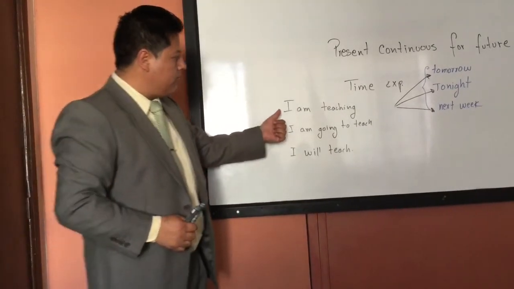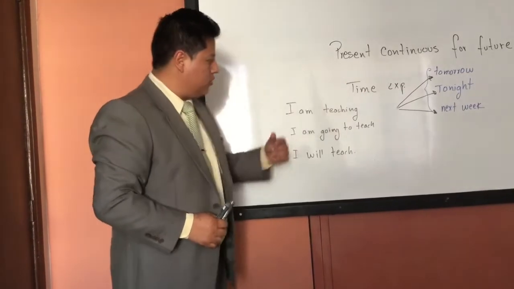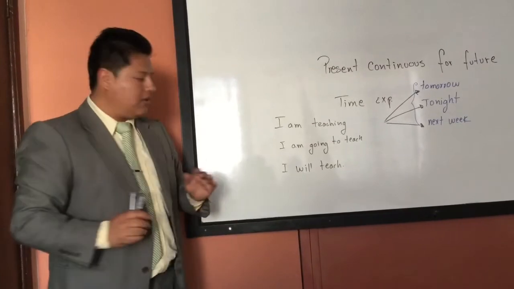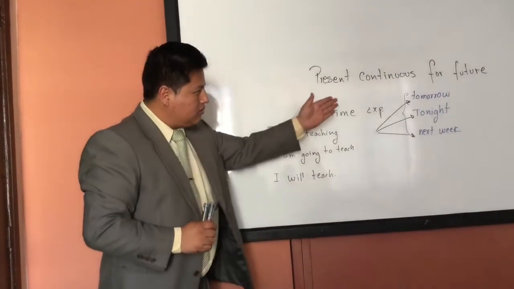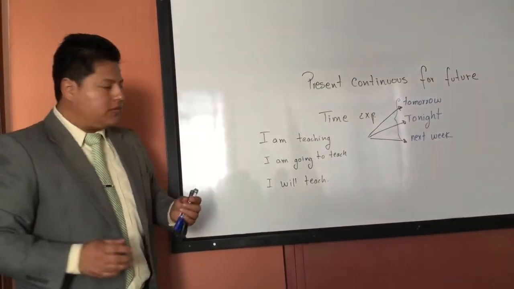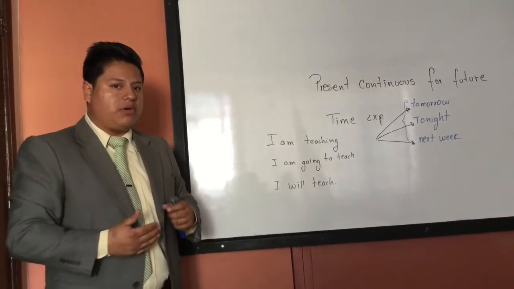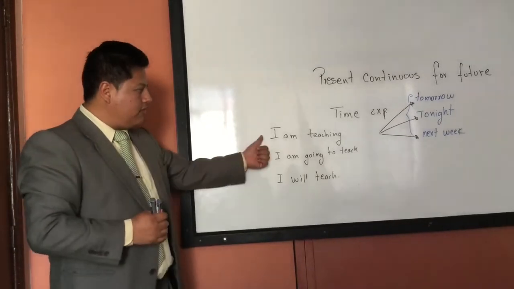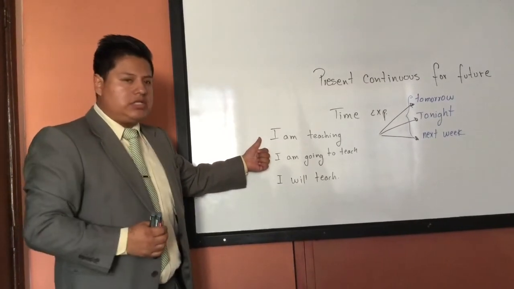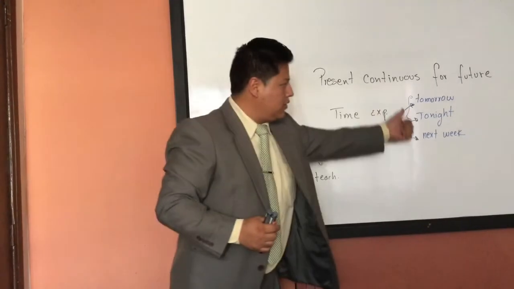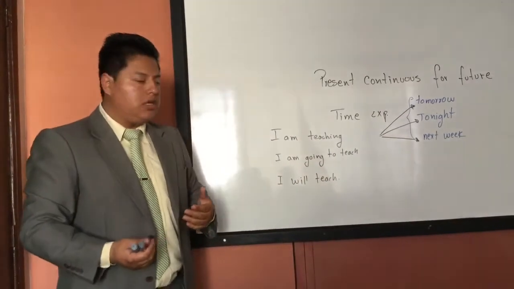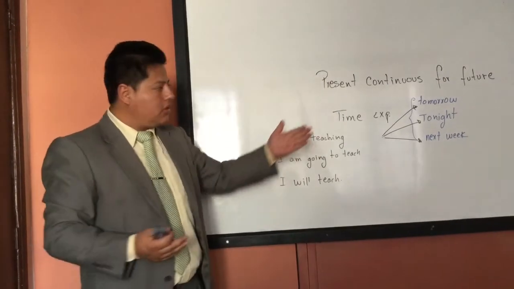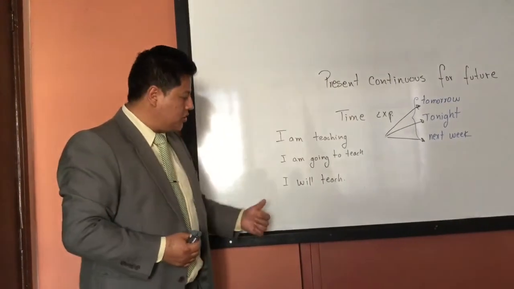Here we have the other example. I am teaching tomorrow. I am going to teach. You could say tonight, tomorrow, or next week. And in this part, I will teach tomorrow, tonight, or next week. So here you have the other example, but with another personal pronoun. Don't forget that the first one is present continuous. If you put the phrase, you form the future. This one is future. It's not necessary, but if you want, you can put the time expression.